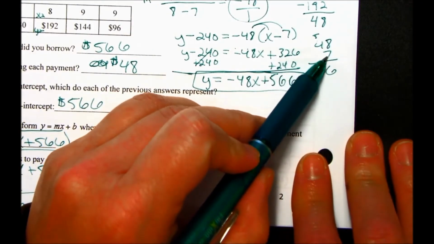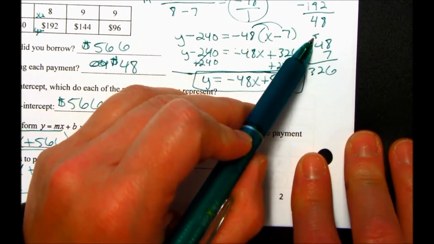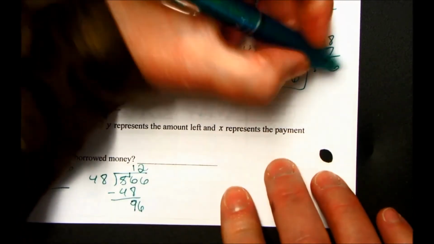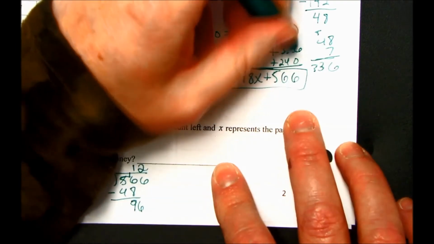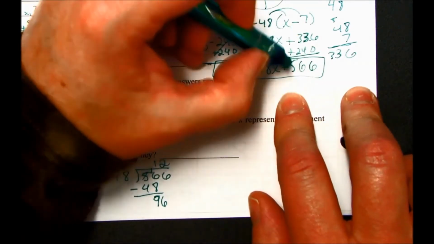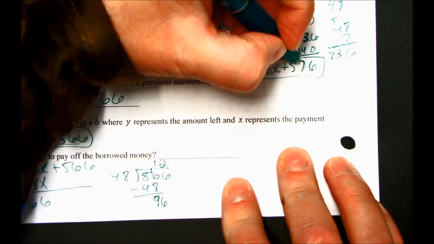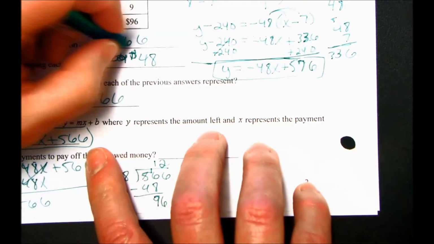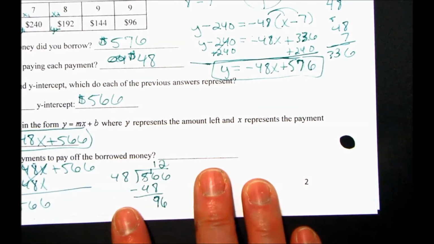So nope, I didn't. So 7 times 4 is 28, plus 5 would be 33. And if this is 33, when I add that together, I'm going to get 576. So my y-intercept here is incorrect. I borrowed $576.